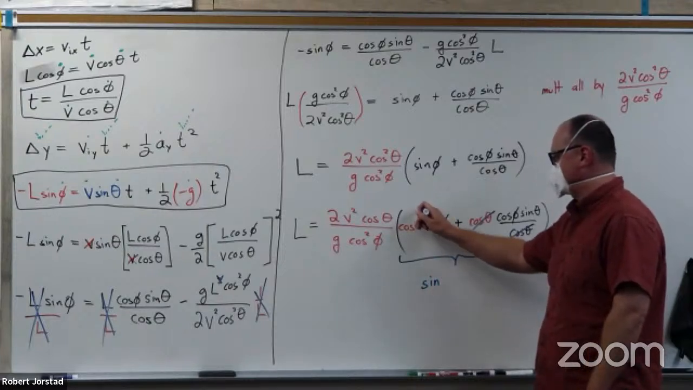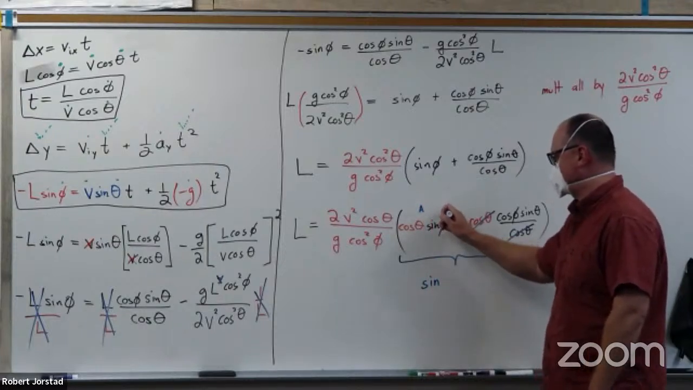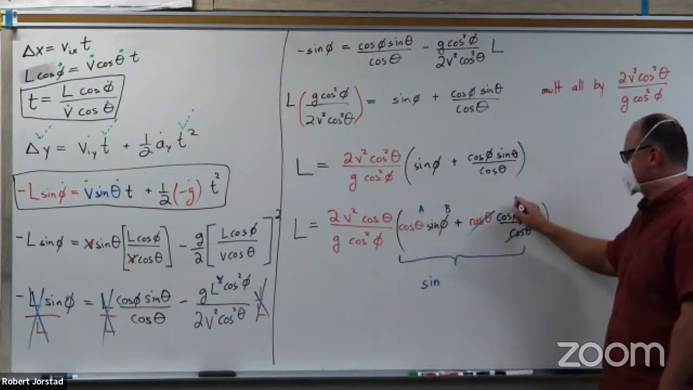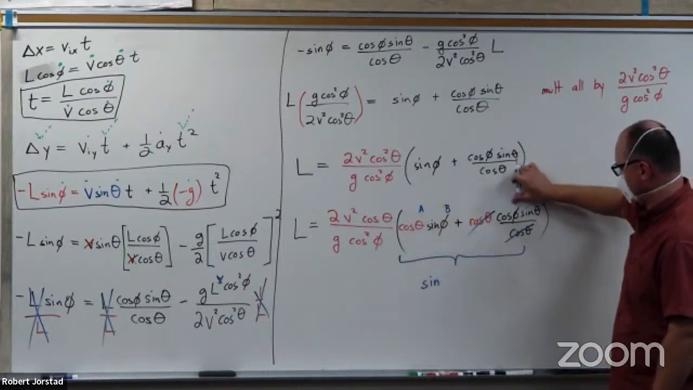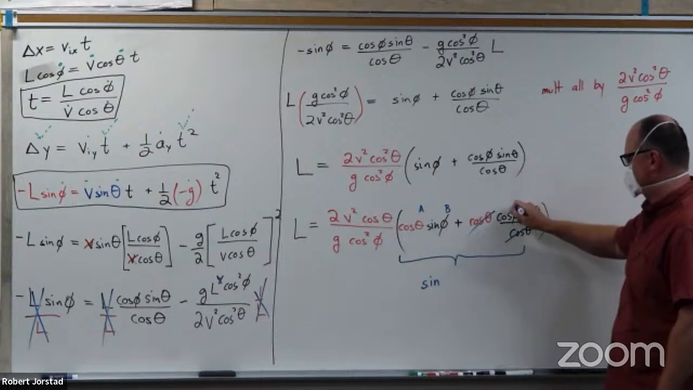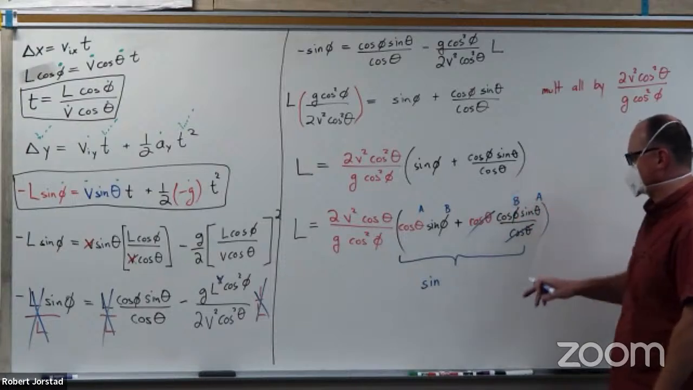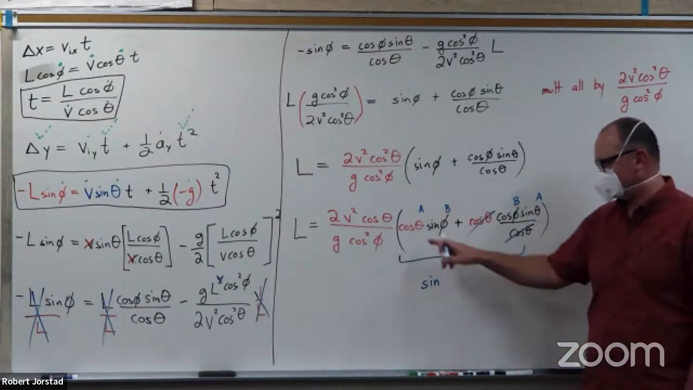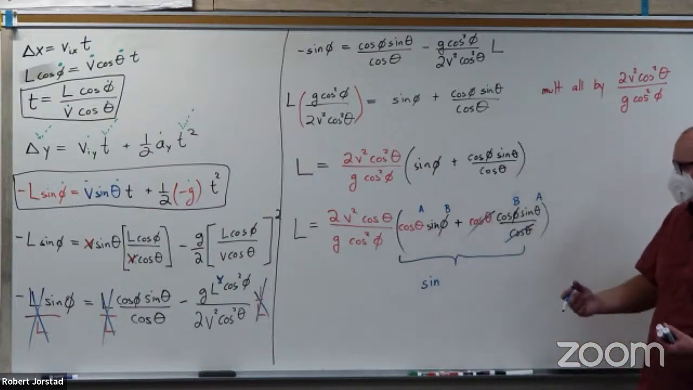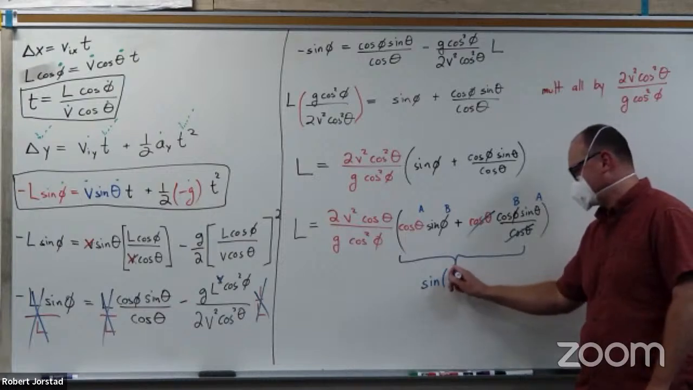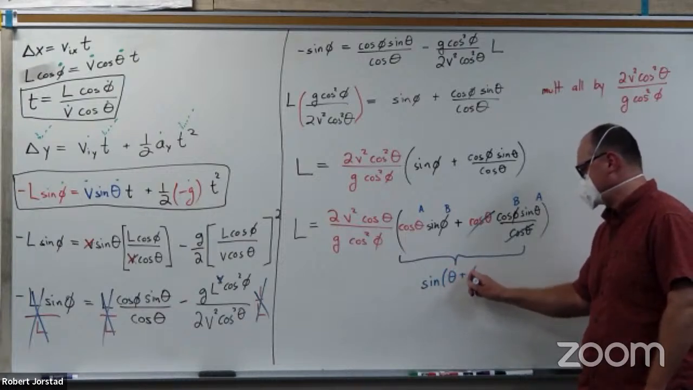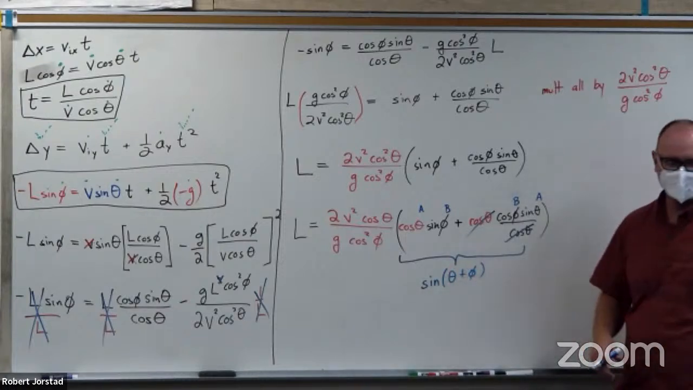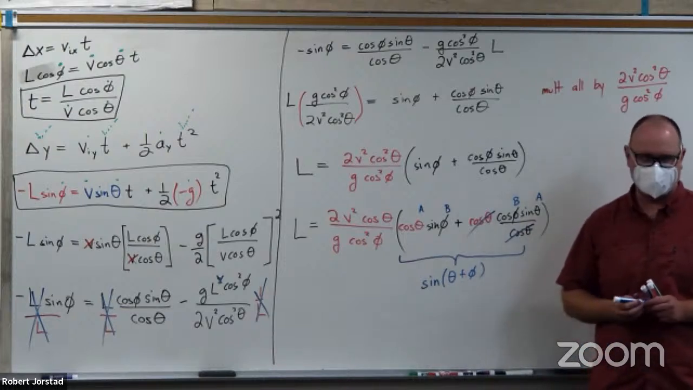This is like the letter A. This is like the letter B. This is like the letter A. No, that's like the letter B. This is like the letter A. So anywhere I see a B, you can think of that as B in the trig identity. Anywhere you see a theta, do you agree this is sine theta plus B? Are you okay with that from the trig identity?